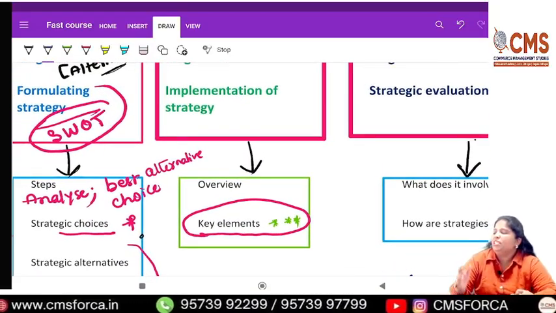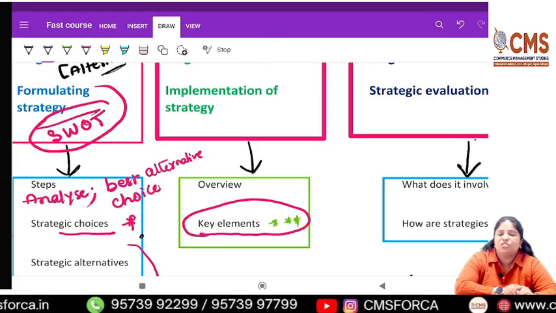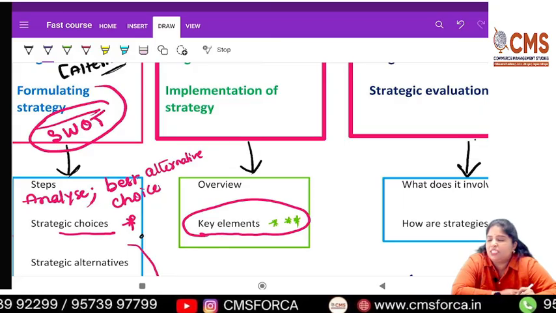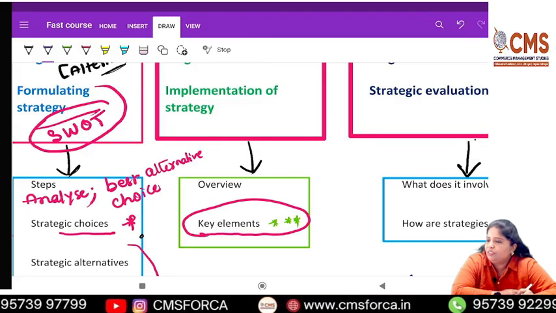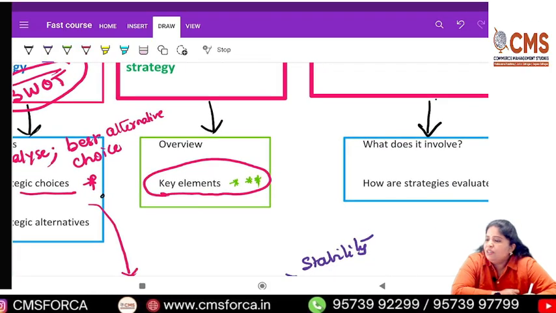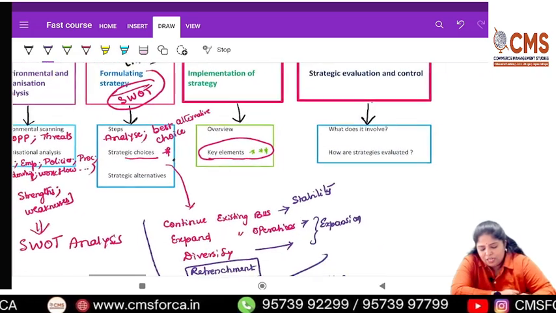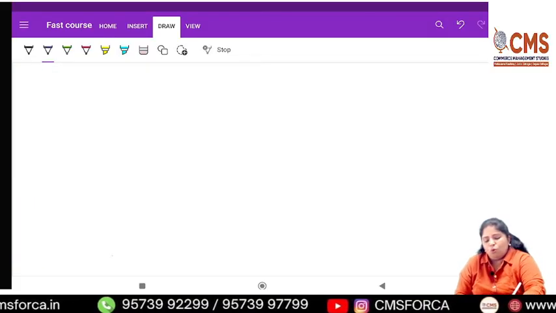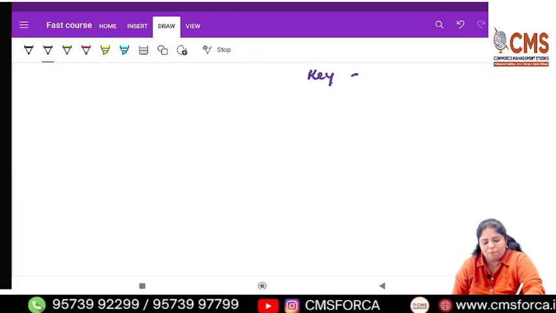Now let's proceed with stage 4, which is a key stage of strategic management, which comes as implementation of strategy. As we discussed just now, implementation is nothing but converting your strategic plan into action. You are bringing it to reality. And for such implementation, there are key elements required. So let's put down here what is important for your exam. Please mark it up.